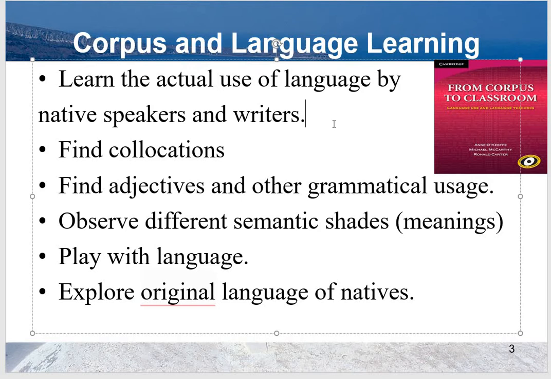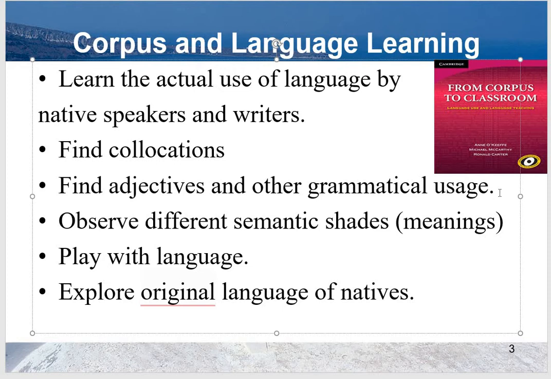Nowadays, books are being prepared on the basis of corpora, and old dictionaries are prepared on the basis of corpora. Find collocation patterns like pay homage or hot coffee. Find adjectives and other grammatical usages. You can find adjectives. You can find different parts of speech.